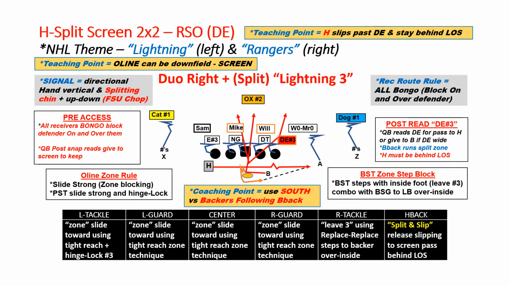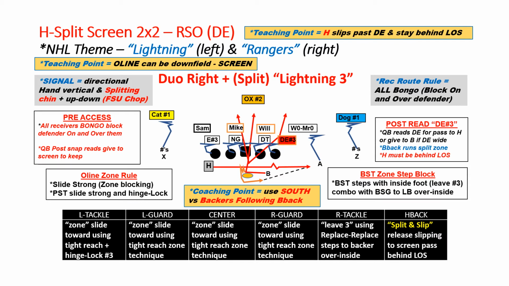All right, this is our H split screen out of a 2x2. This is a run screen option. What's great about this as your first install is the offensive line is still just doing split zone, inside zone blocking. So again, it's still just a Lightning and Rangers call. Since we're going to post-snap read the defensive end, again, we would add the number. So as the example is here, Lightning 3.